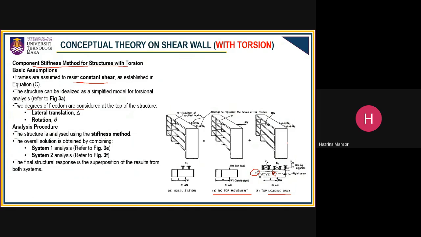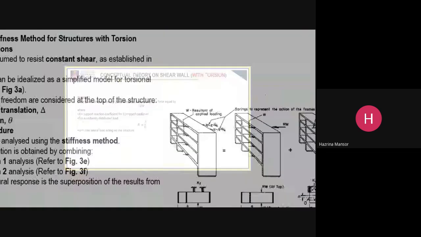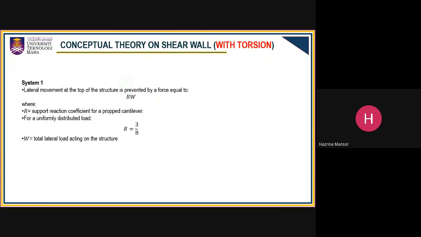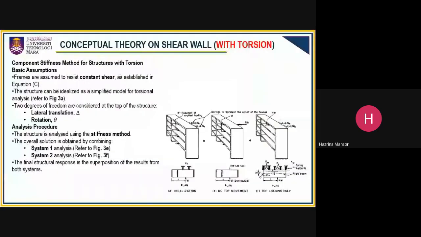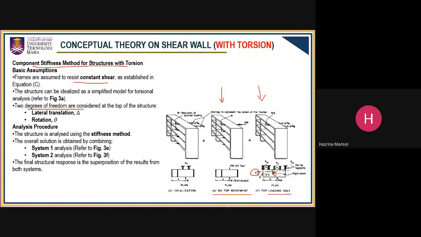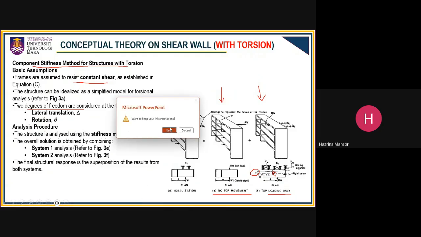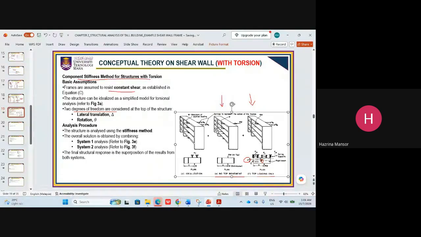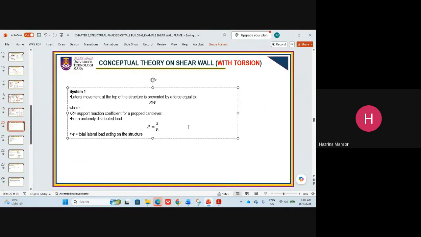So when we analyze the structure system, we need to reduce the structure down into system 1 and system 2. And next, the Rw. If you can see here, we have the load Rw. Okay, so let me copy the figure so that you can clearly see the locations. All right.